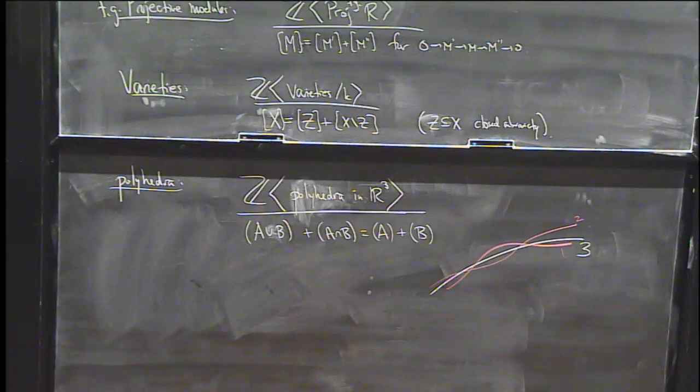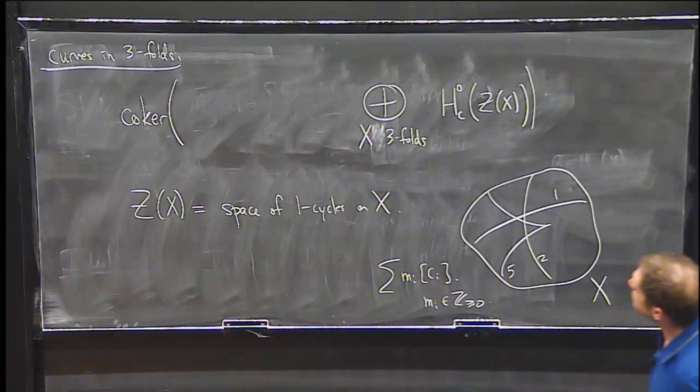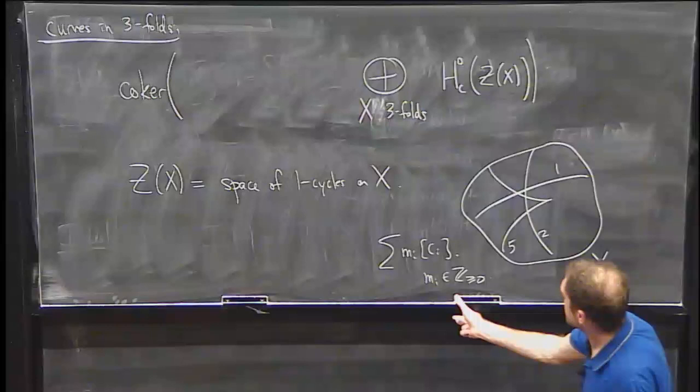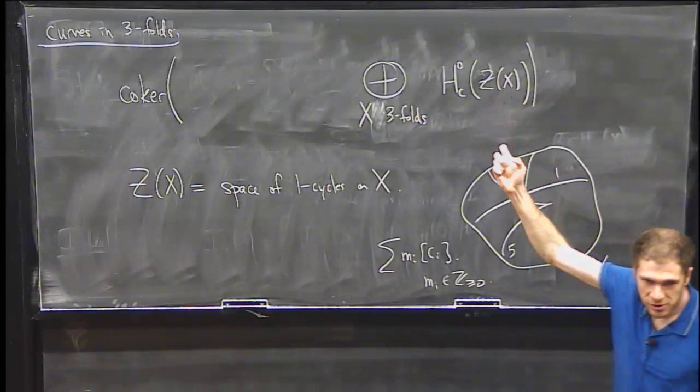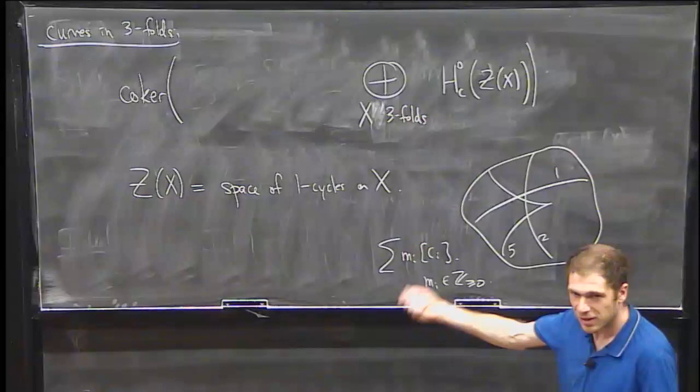So the most boring case would be when Z of X is discrete, all the one-cycles are isolated. The mi are all positive integers. So a very simple case would be if the space of cycles is discrete, just all the curves are isolated, and then H0 with compact support of that is just a free abelian group on curves. This curve with weight 1, this curve with weight 1.